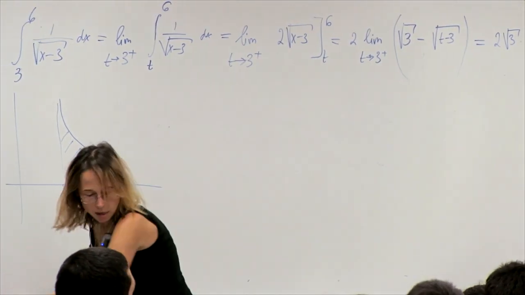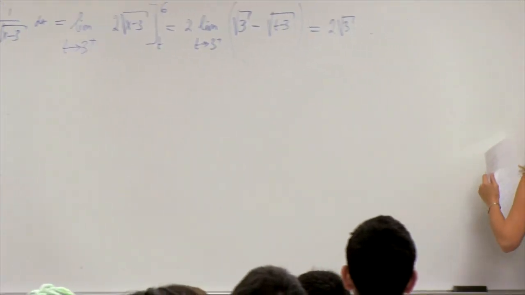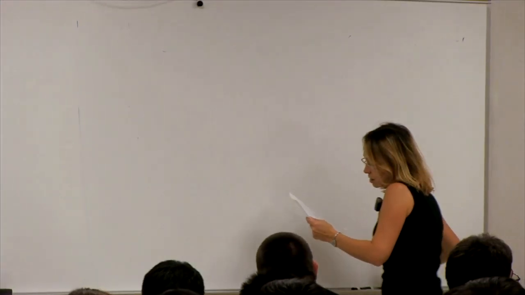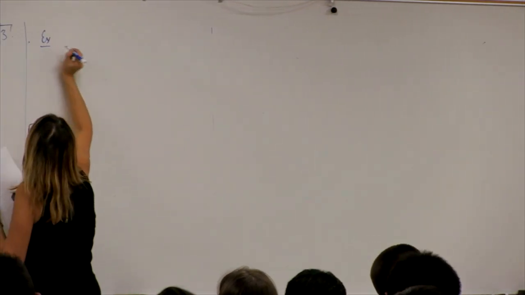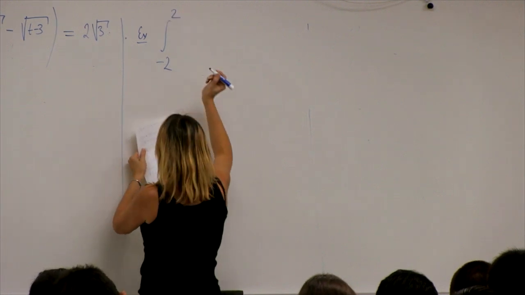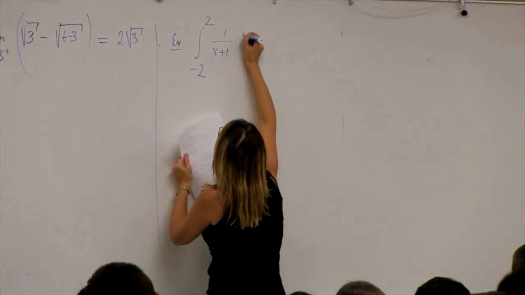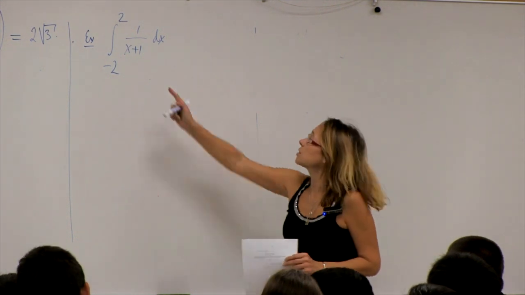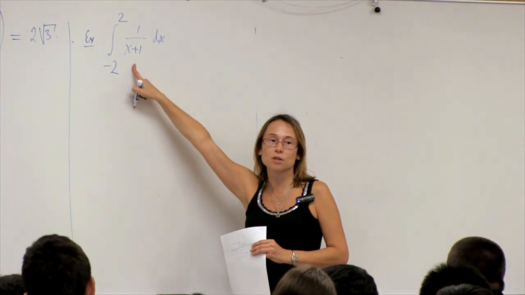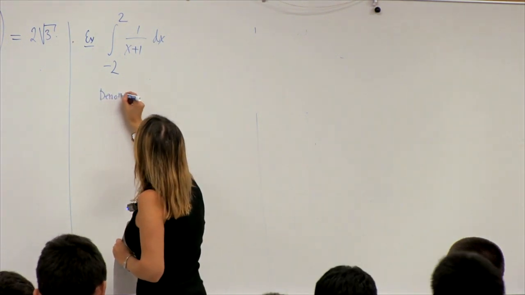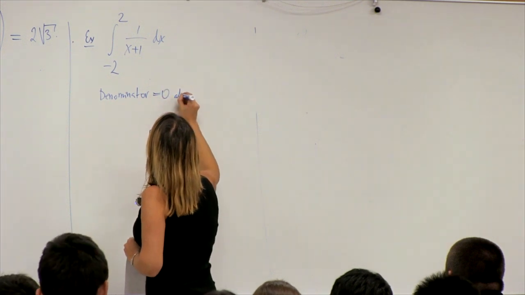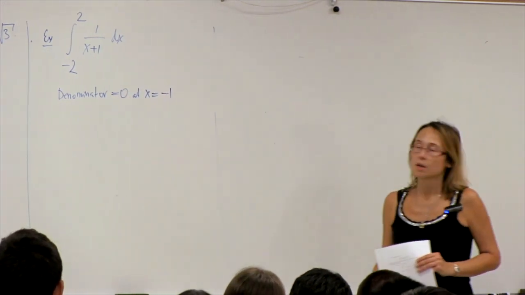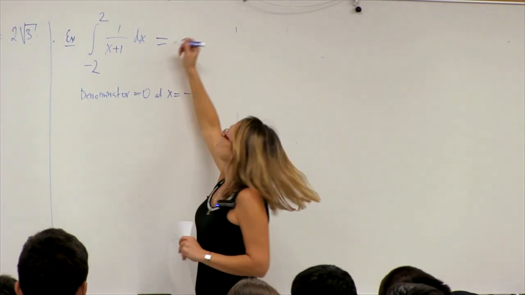Now, the next example is this. This is harder to catch. Let's consider the integral from -2 to 2 of 1 over x plus 1 dx, right? So what's wrong with this one? It has a denominator that turns into 0. The denominator equals 0 at x equal -1. So inside the range of integration, we have a discontinuity. So let me first do this in the wrong way. This is wrong.